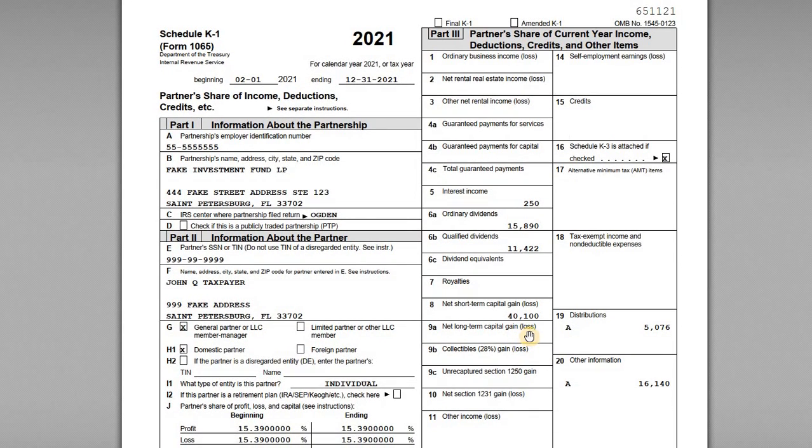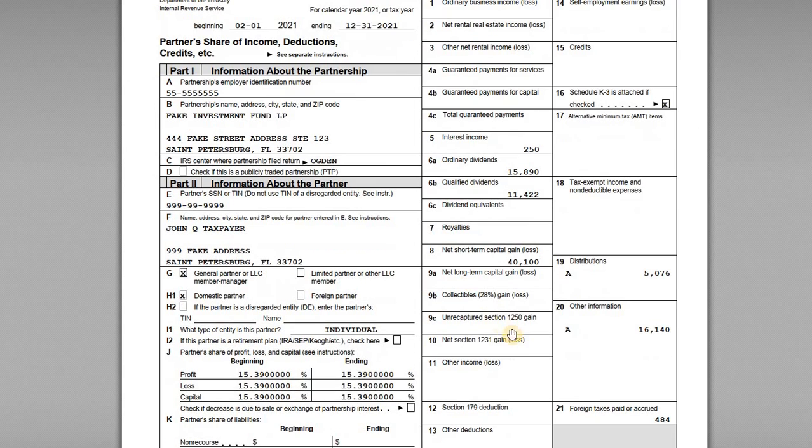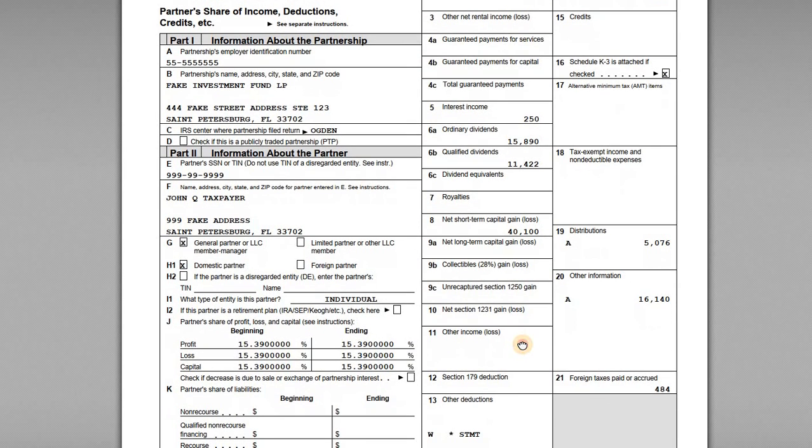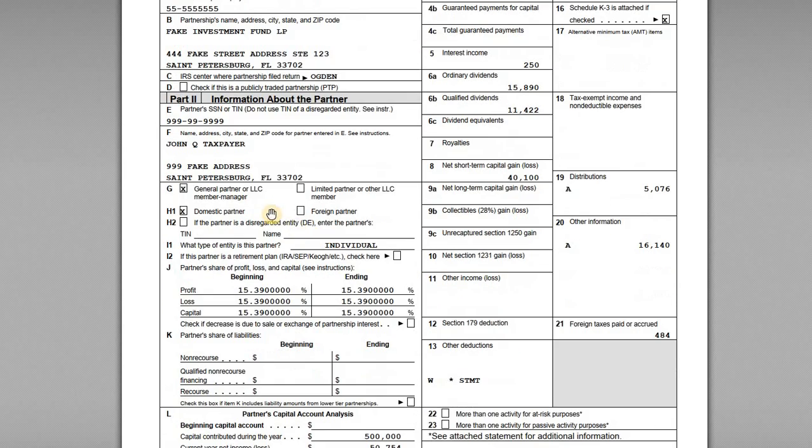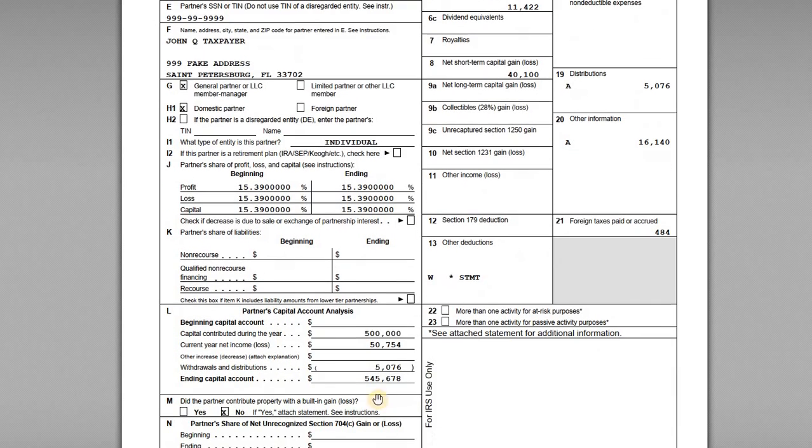Okay, so look at this K-1 briefly, and then we'll jump into the Schedule K-3 and see how these parts can be traced back. So standard K-1 for a John Q taxpayer. You can see here on the face of it, he's the general partner, right? He was the general partner of the fund, domestic partner. There's his capital roll forward for Schedule L, $500K in, allocation of net income, allocation of distributions, and his ending capital account.